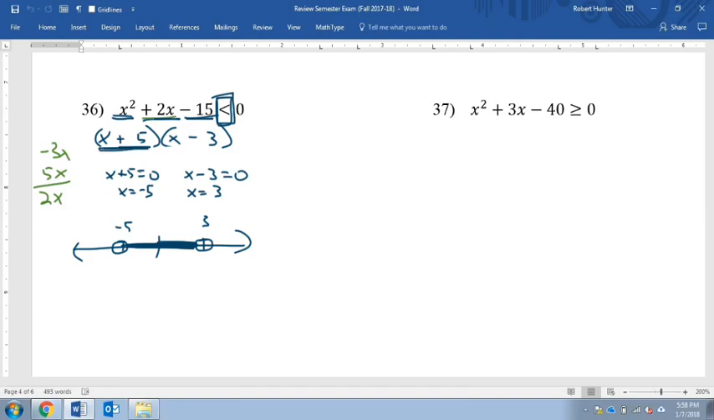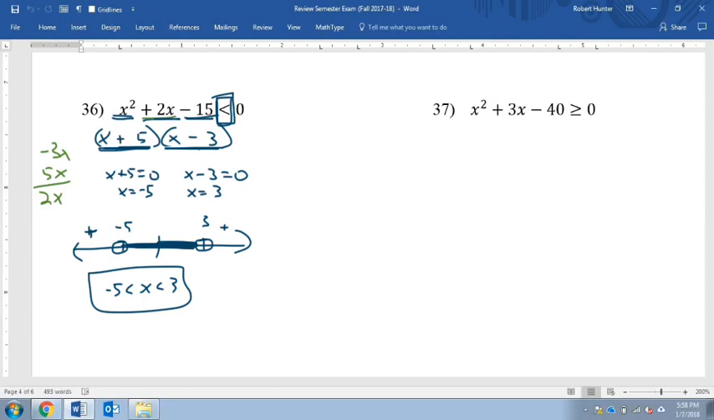Negative 6 plus 5 is negative 1. Negative 6 minus 3 is negative 9. Negative 9 times negative 1 is a positive number. So that's a positive area. And the same thing over here. Let's see if we do 4. 4 plus 5 is 9. 4 minus 3 is 1. 9 times 1 is a positive number. So those are both greater than 0. So I want from negative 5 less than x less than 3. That's all I want.